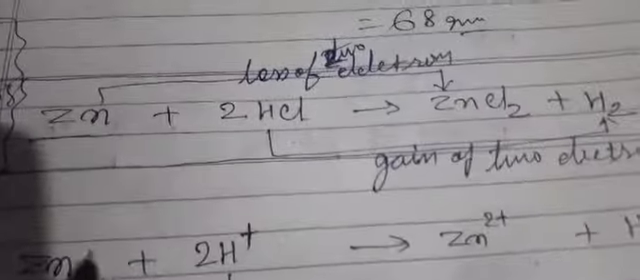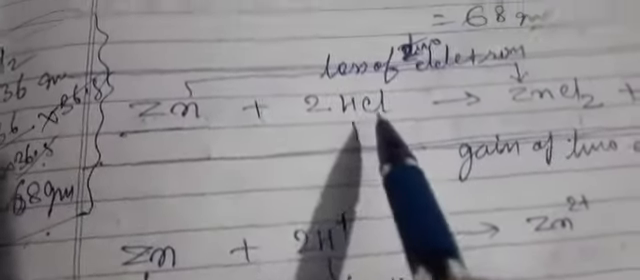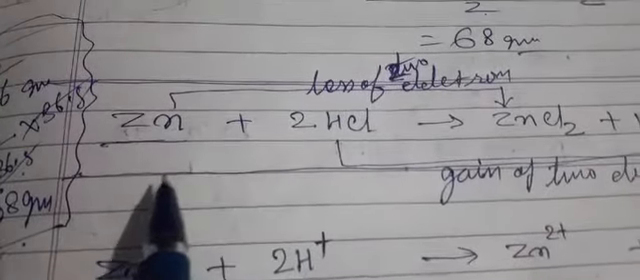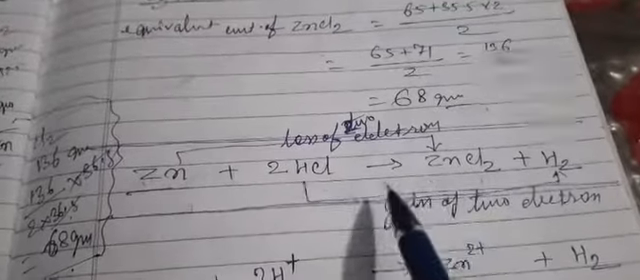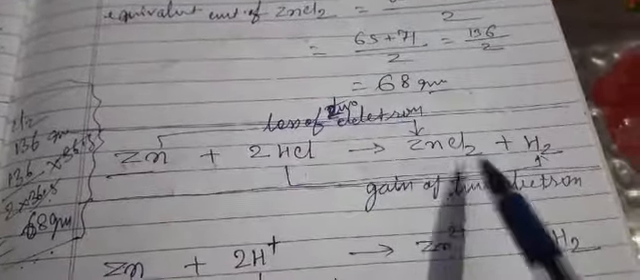Okay, now we'll consider a redox reaction: the reaction between zinc and hydrochloric acid. Zinc and hydrochloric acid give zinc chloride and hydrogen.